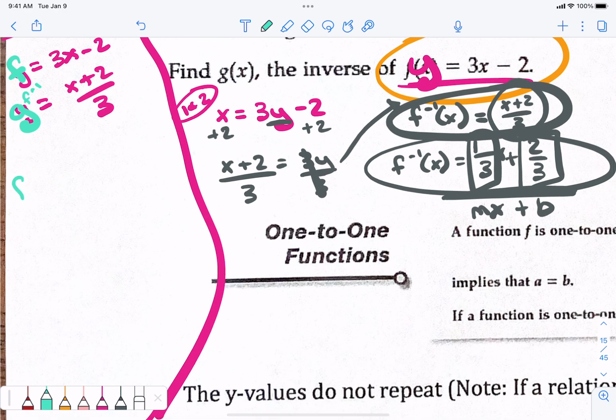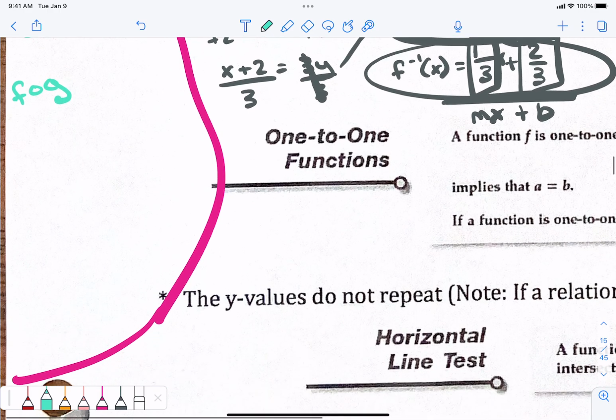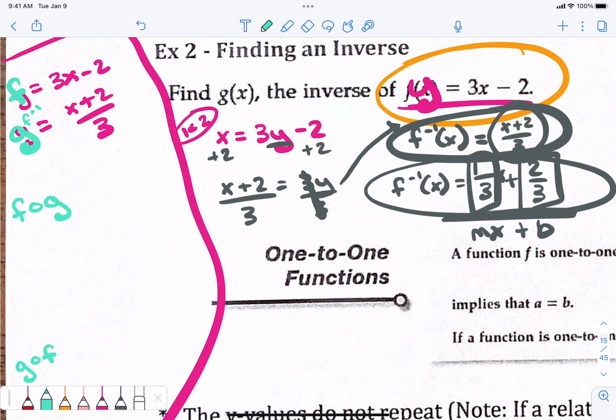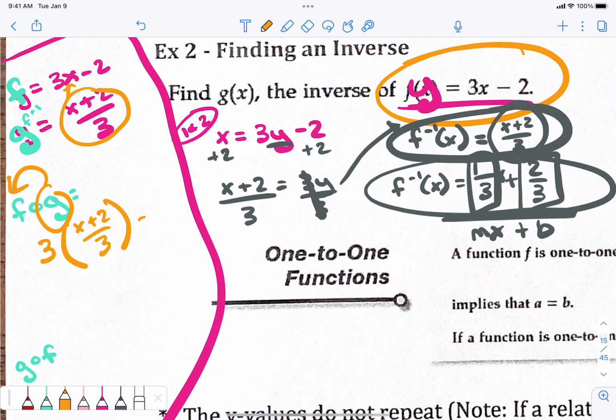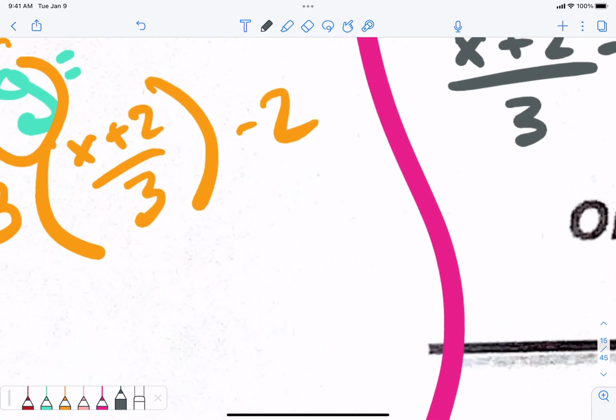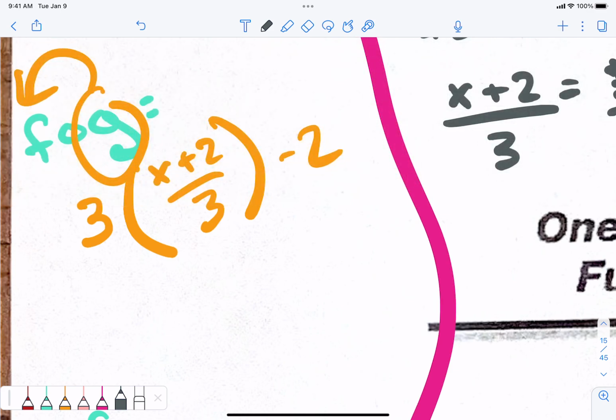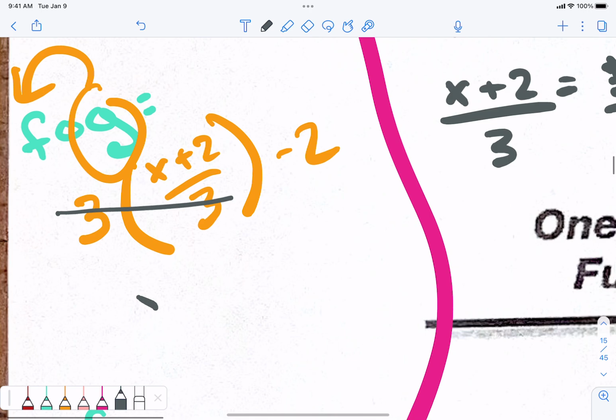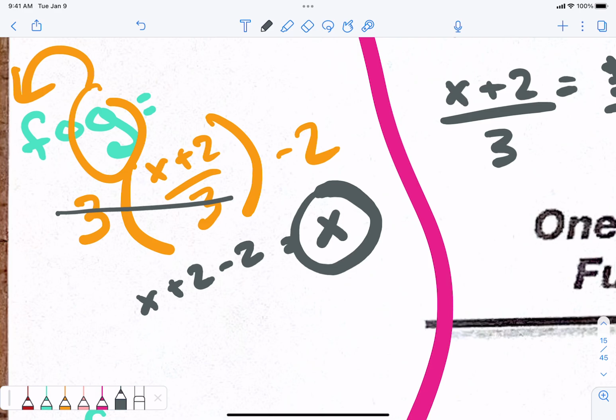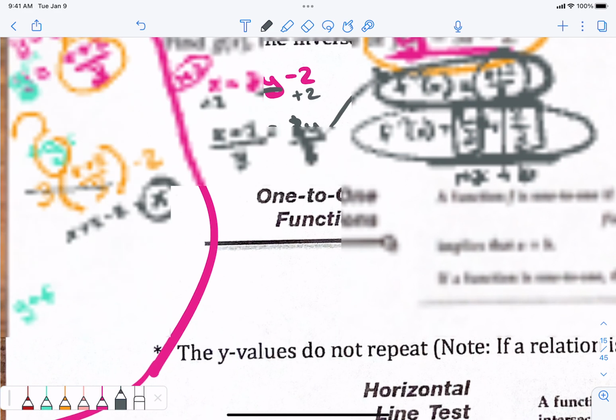Here's what we're going to do. We're going to do f composed of g really fast, and then later on down, we're going to do g composed of f really fast, okay? When we do f composed of g, which one goes on the inside? G goes into f. So this guy is going inside of there. So I have 3 parentheses, x plus 2 over 3, minus 2. Okay, simplify. What can we simplify there? The 3's can cancel, right? And I have x plus 2 minus 2 equals x. Oh man, we saw this on our homework assignment for the last section.